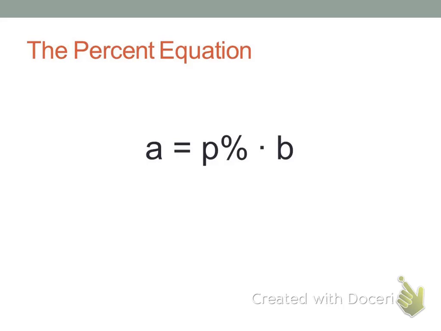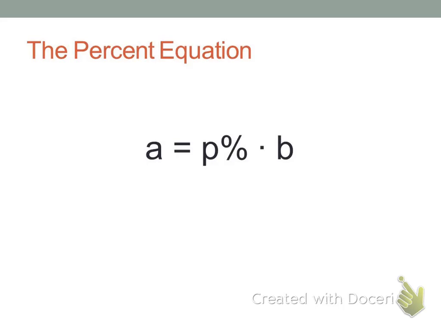And here's the good news. A still represents the exact same thing it did in the proportion. It's the part. And what's my key word for A? Is. And what's my key word for B? Of. And then any percentage will always be plugged in for P. All right, so please go ahead and write down the percent equation in your notes.